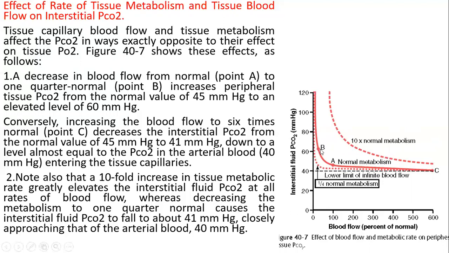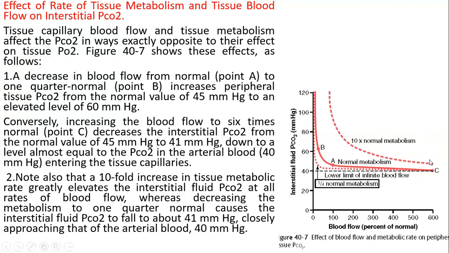Conversely, increasing blood flow 6 times: if we increase the blood flow to here, it will bring the interstitial PCO2 back from the normal value and lower it to 41, down to a level almost equal to the PCO2 in the arterial blood, which is 40, per capillary.